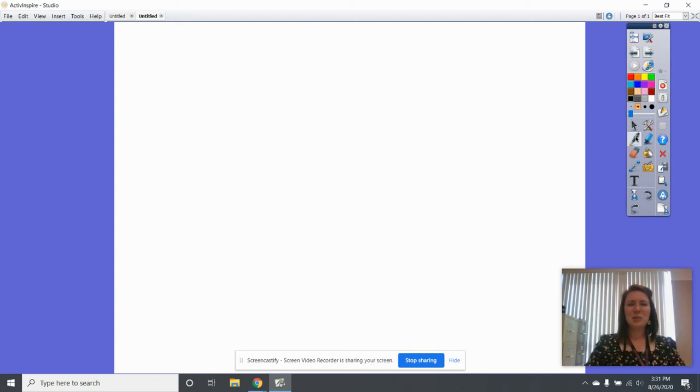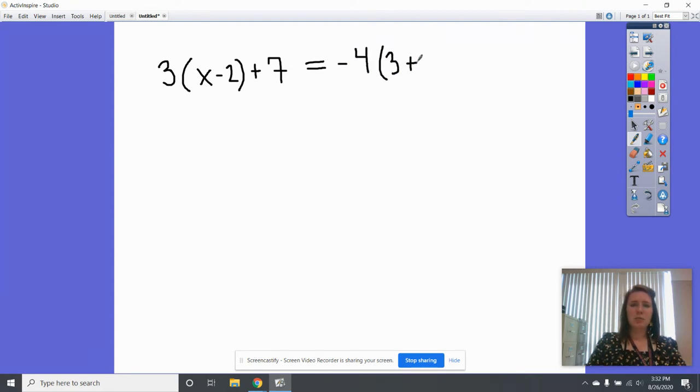Hi, today in class we learned about solving equations when we have distribution and combining like terms on both sides of the equal sign. So let me show you what I mean by that. For example, if we have something like 3(x - 2) + 7 = -4(3 + x) - 2x.